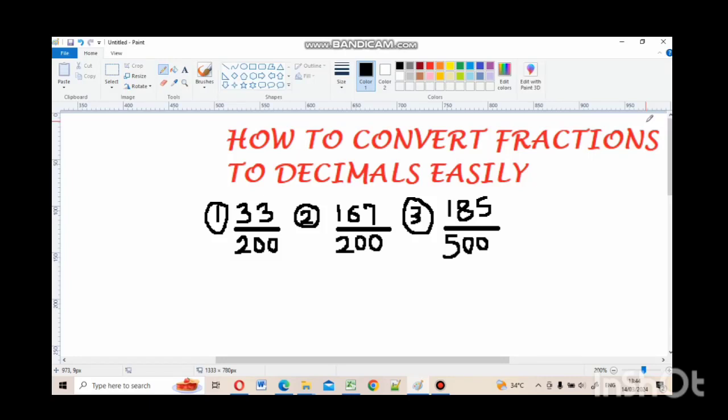How to convert fractions to decimals easily.